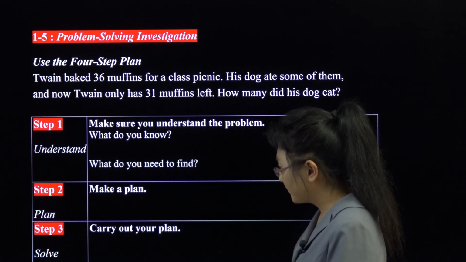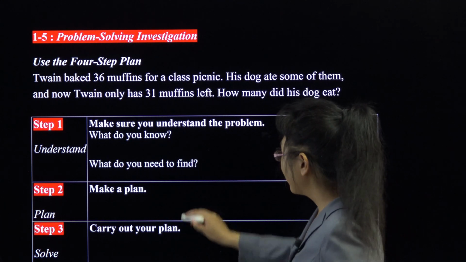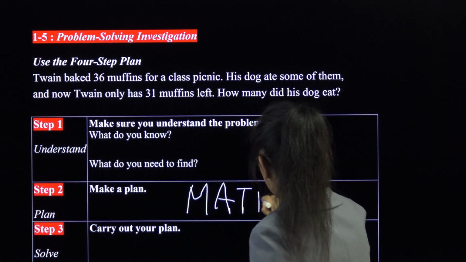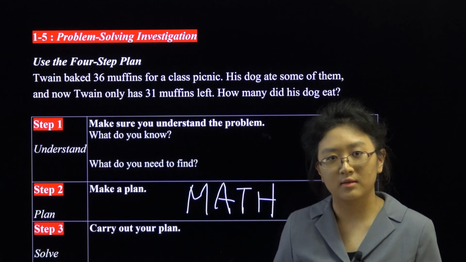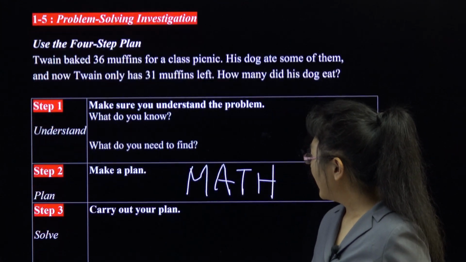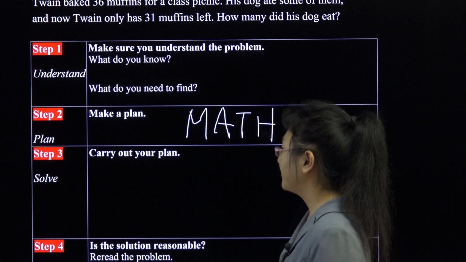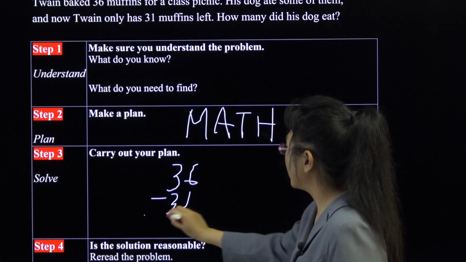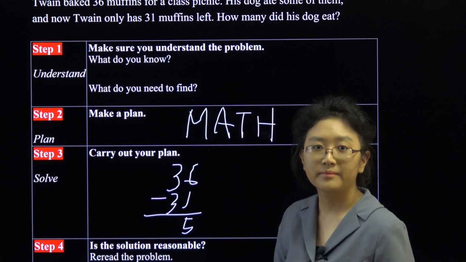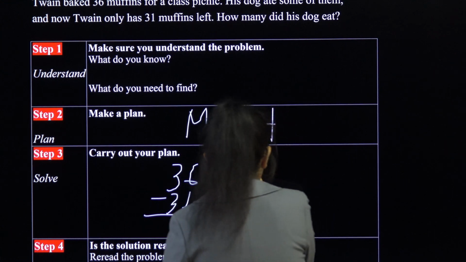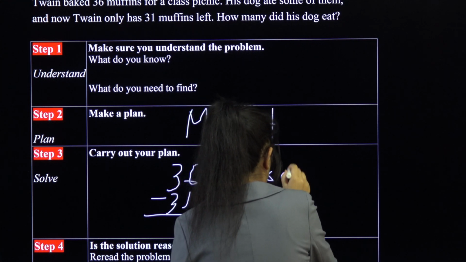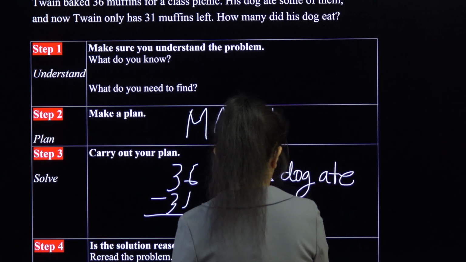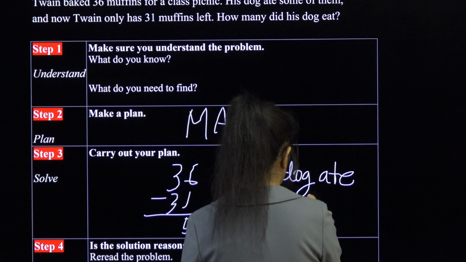Now our plan is going to be, again, math with all capitals, because it's just that important. And besides, this is a math class. Anyhow, step 3, carry out our plan. Well, 36 minus 31 is 5. His dog ate 5 muffins.